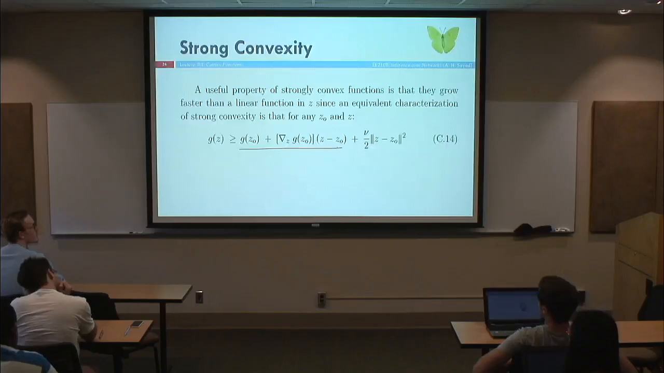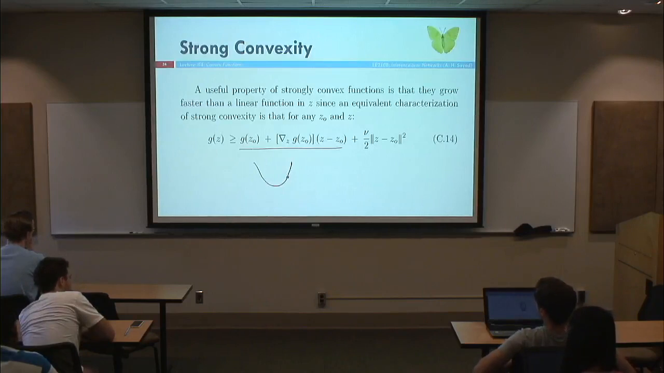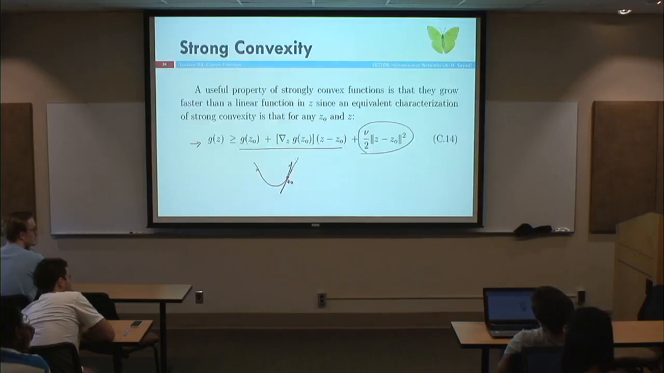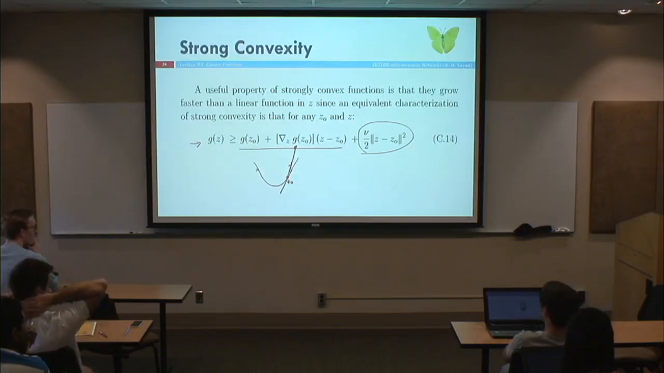Remember, this is a function here, and this is the hyperplane. This is the point z0. What this was saying for the convex case, forget this last part for now, is that at any point z, the function will be above that line. For strongly convex, it's telling you that you will be above that line with a sufficient margin, a margin that actually grows with the square of the distance of z to z0. So if this z here is far away from z0, this margin is growing quadratically with that distance.